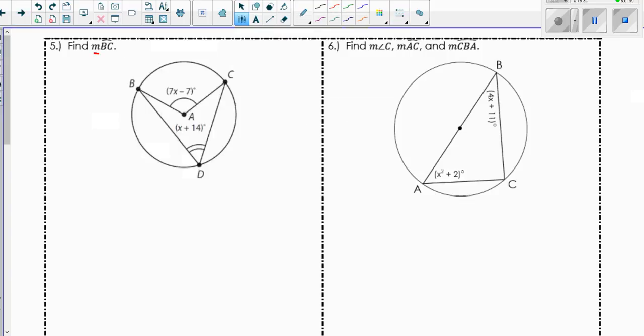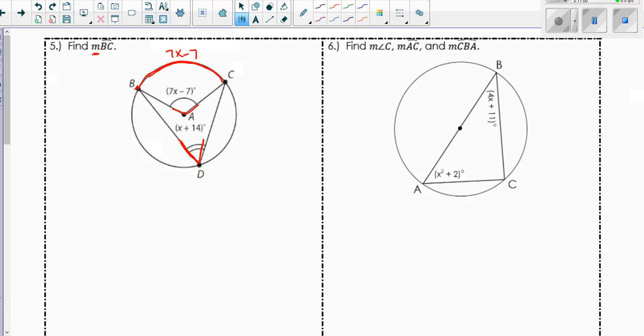Now notice it says measure, so we're no longer talking about an arc length, we want an angle. So if I want to find the measure of arc BC, that would be this. Well, the only way that I can figure that out is if I can figure out what x is. Well, if this central angle right here is 7x minus 7, then that means that this is also 7x minus 7. I can see that this arc actually opens up to this inscribed angle as well.